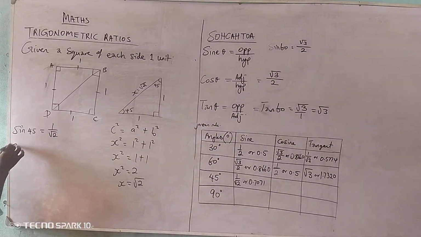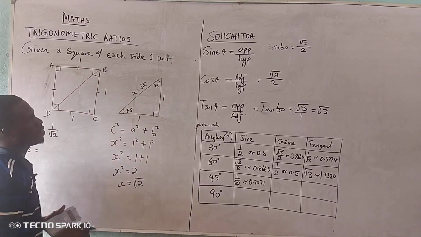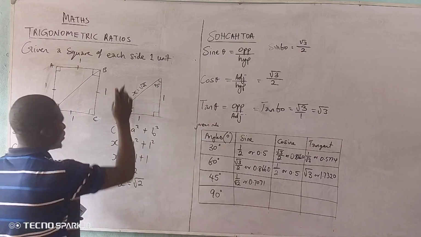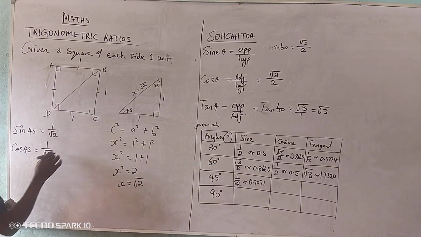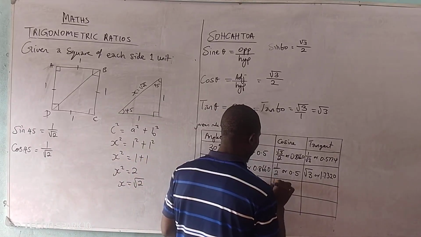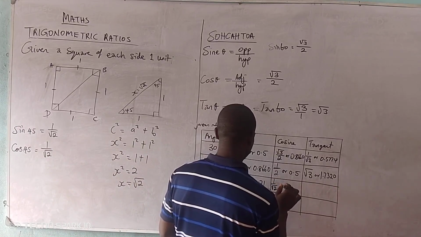Let's find cosine 45. Cos theta is equal to adjacent over hypotenuse. This is adjacent, this is adjacent, this is hypotenuse. So cos theta is adjacent over hypotenuse, which is 1 over root 2. Cosine 45 gives us 1 over root 2, which is also the same.